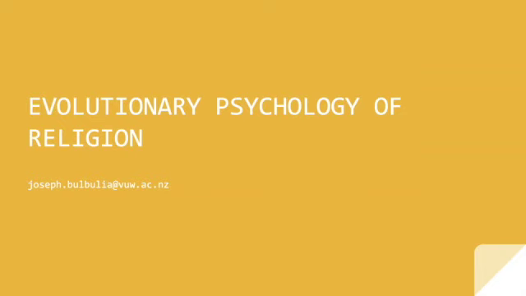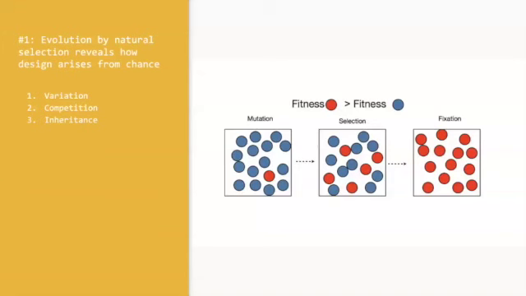Okay, without further ado, I'm going to describe some key concepts that you're going to need to understand the theories and evidence that we describe in the evolutionary psychology of religion over the weeks ahead. Now, the first concept that I want you to remember is this idea that evolution works by natural selection. Natural selection is a very simple, blind process that can exist wherever we have three conditions that are satisfied.